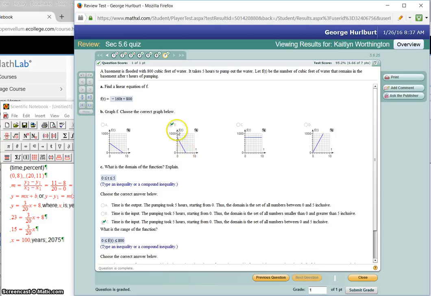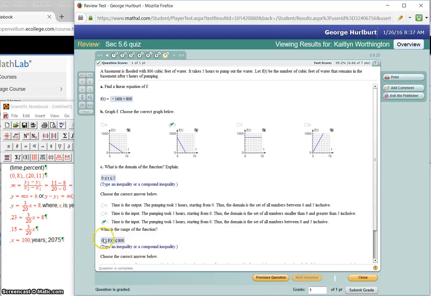And your range is the y values. So we look at our graph and we go low to high. So domain simply goes left to right. Range simply goes low to high. So I look, the least amount of water I could have in my basement is none, which would be ideal, having no water. And the most was how much I started with. I started with 800 cubic feet. So my range, you had that absolutely correctly too. 0 less than or equal to f of t less than or equal to 800.